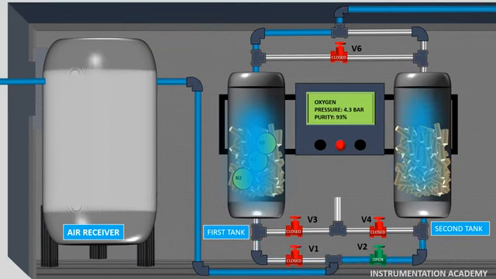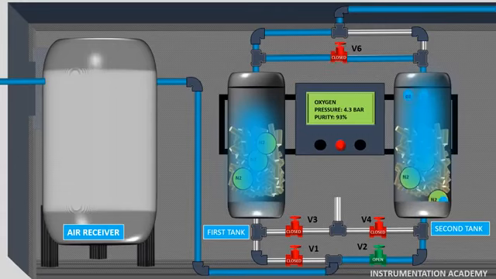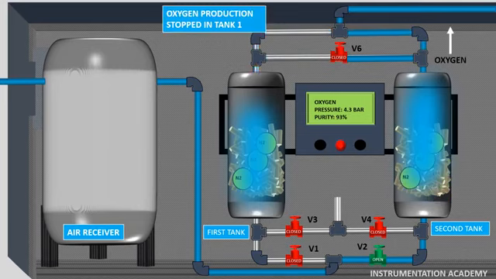The inlet compressed air will take so much time to pressurize the second tank. To avoid this time delay, the pressure equalization valve, that is valve V6, is opened so that the pressure in the first tank and the second tank equalizes. Now the second tank reaches the operating pressure and starts producing oxygen. A small portion of the generated oxygen of the second tank flows from top to bottom of the first tank, which is required to push out the nitrogen that was trapped in the zeolite.